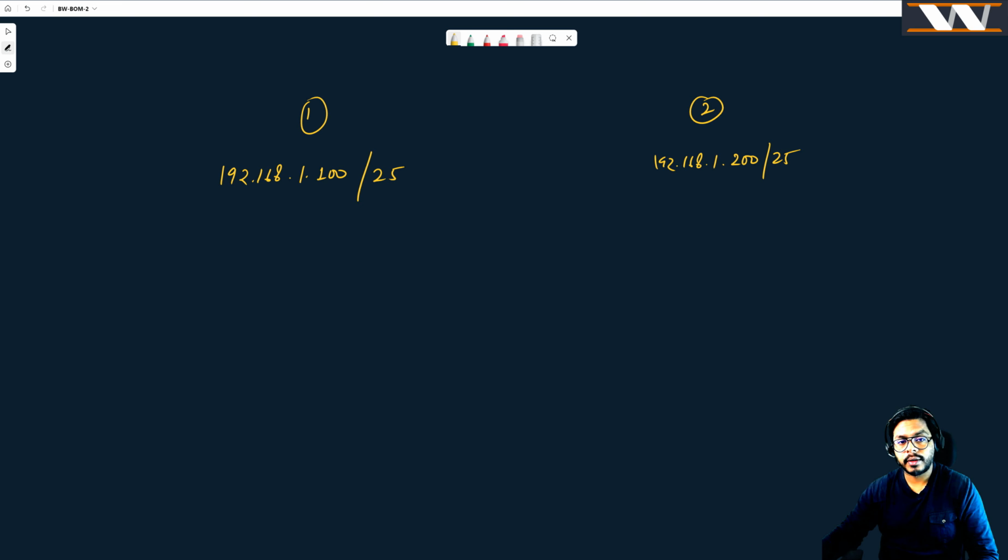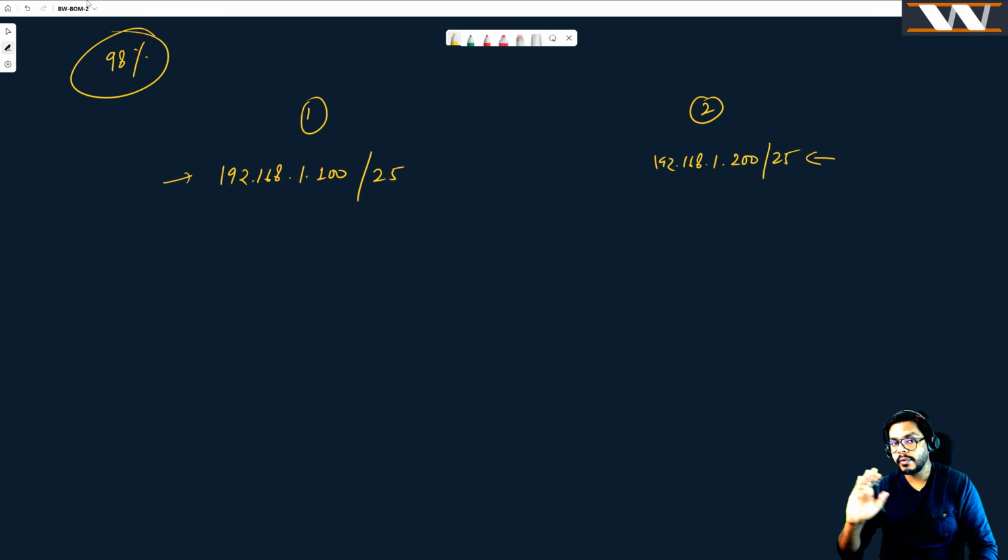And then I ask, can you calculate whether these two IP addresses are part of the same network or different networks? And believe me, 98% of the time, this is not about calculations, guys. This is about your knowledge of IP, right? 98% of the time, I get an answer that yes, these two IP addresses belong to the same network.